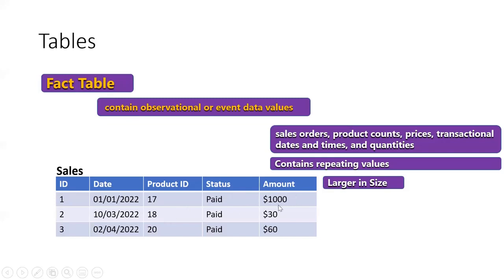So maybe $100, $30, $60, or maybe less than that as well, or any amount, whatever the product price is. That will be stored in this amount field, and this can contain hundreds of repeating data, and only this amount field will be changing. So this is the fact table.